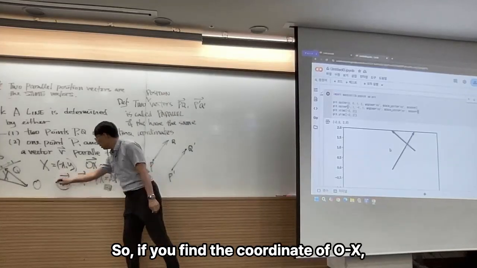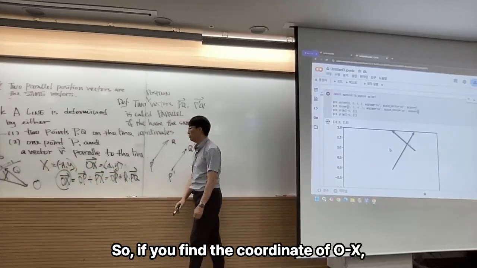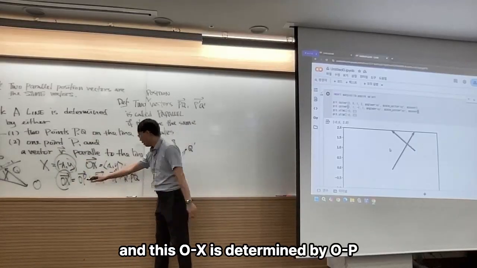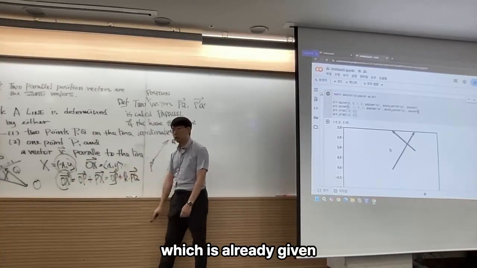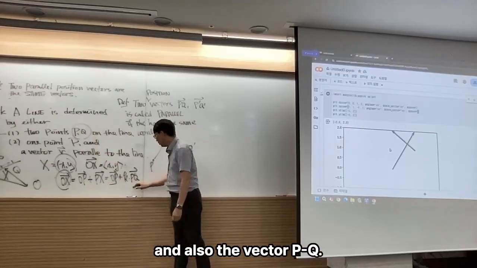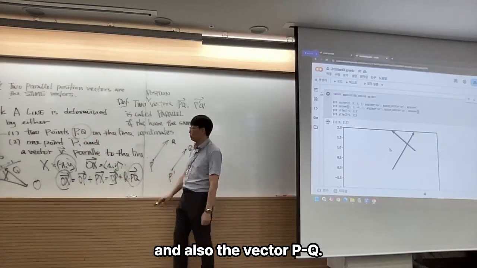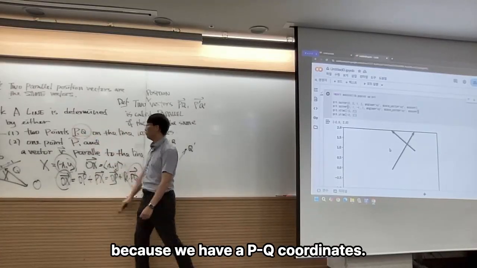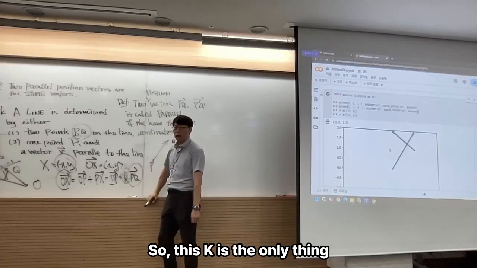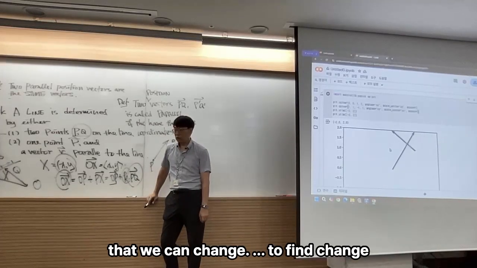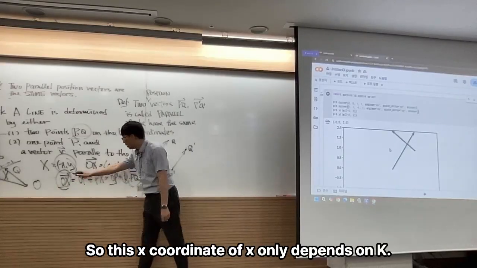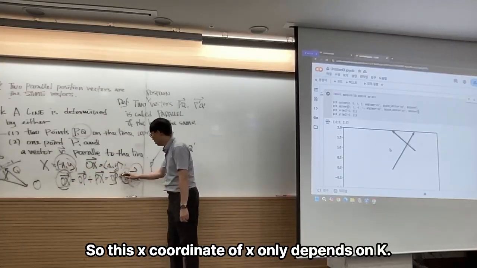So if you find the coordinate of OX, you can find the coordinate of a point on the line. And this OX is determined by OP, which is already given because we have the PQ information, and also the vector PQ, which is also known because we have the PQ coordinates. So this k is the only thing that we can change to change the point on the line. So this X, the coordinate of X, only depends on k.